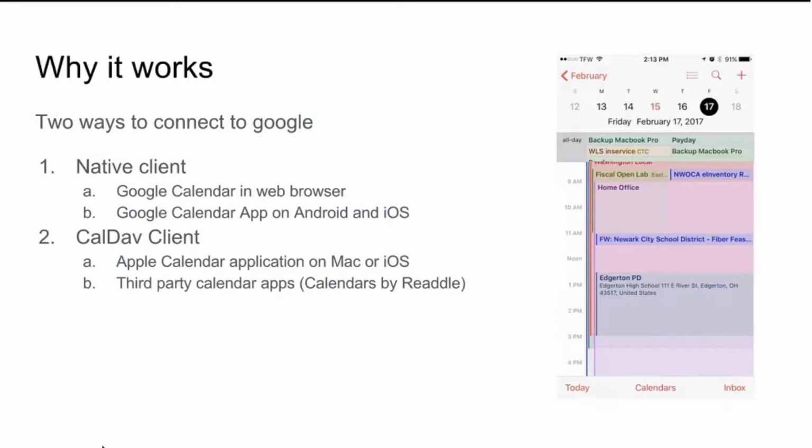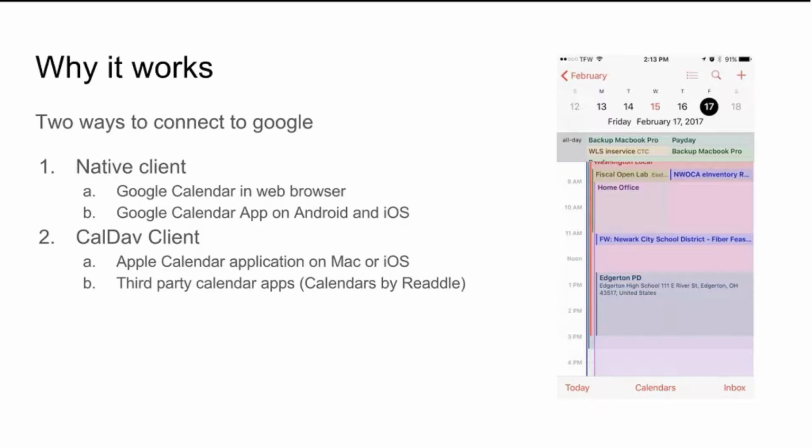So here's what's going on. You have two ways that your calendar can connect to Google. One is with a native client. Google Calendar in a web browser is a native client. The Google Calendar app on Android and iOS is also a native app. That's not Apple's calendar, that's the one that you would download that's called Google Calendar.